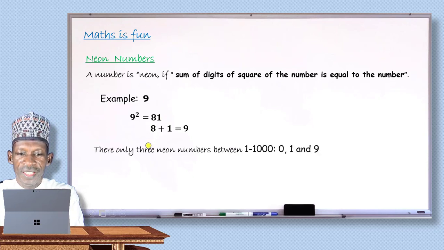There are only 3 neon numbers from 1 to 1,000, and the 3 neon numbers you can have are 0, 1, and 9. These are the only 3 numbers. You won't have any neon number apart from these 3 in this range. We see more of these interesting things in mathematics in our subsequent lessons.